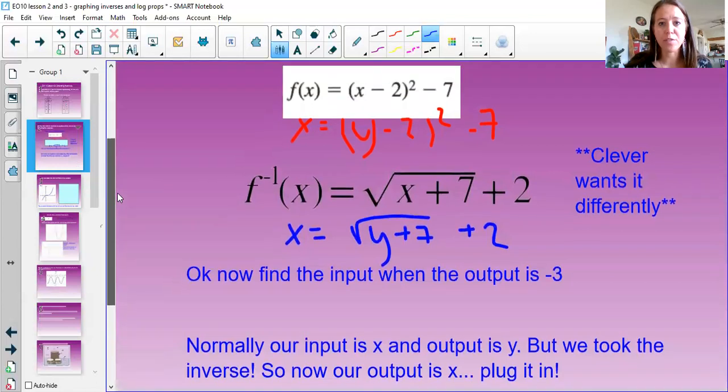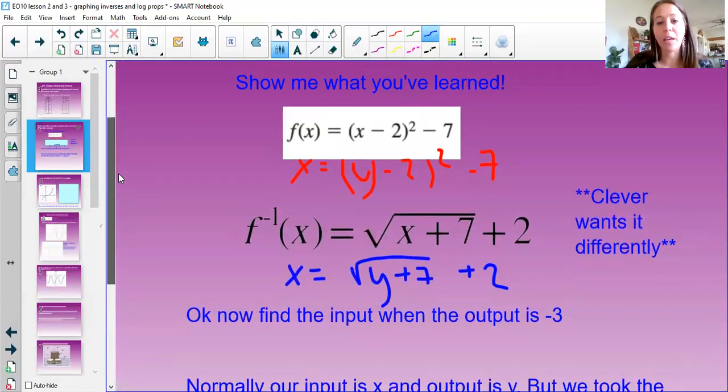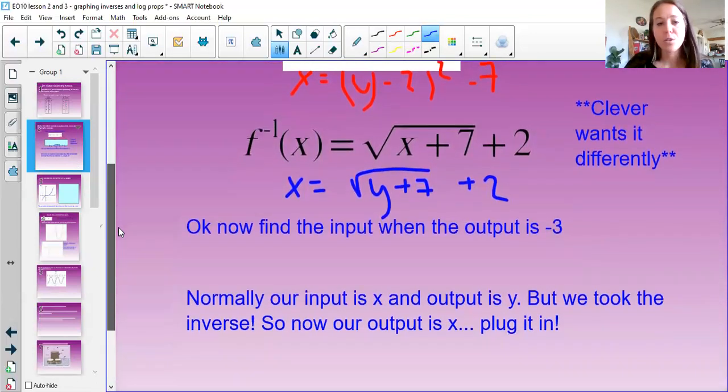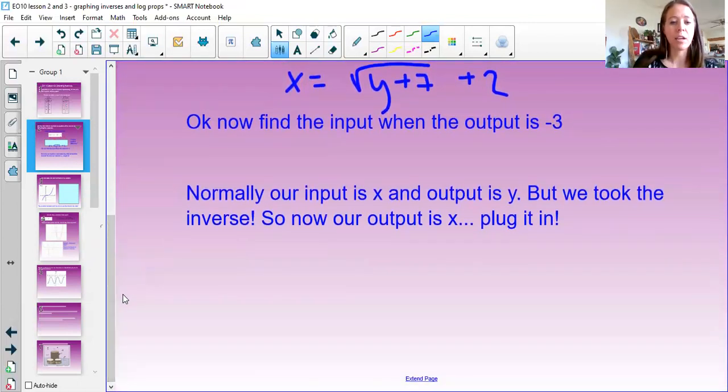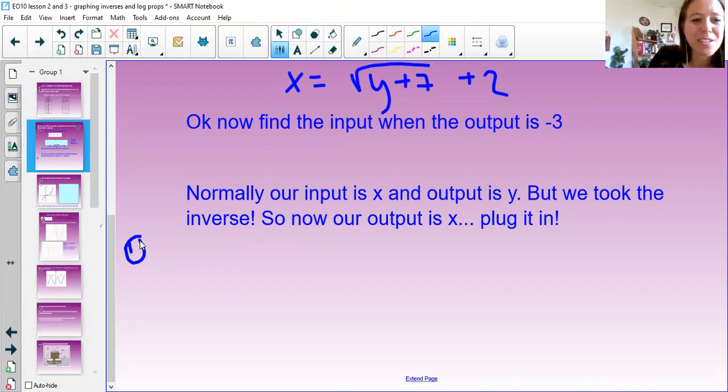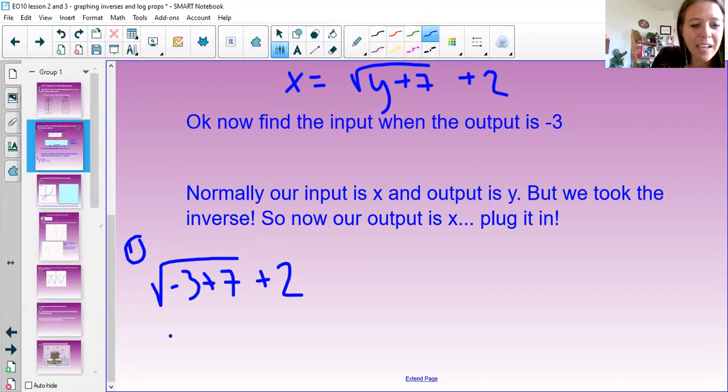So we can do this one of two ways because we have our normal function and we have our new function, our inverse. So I'm going to first use my inverse, okay? So I'm first going to use the inverse function, whoa, if I can actually write this, and I'm going to solve. I'm putting -3 in because -3 is my output, right? So it's the square root of (-3 + 7) + 2. All right, well, that is the square root of 4 + 2.